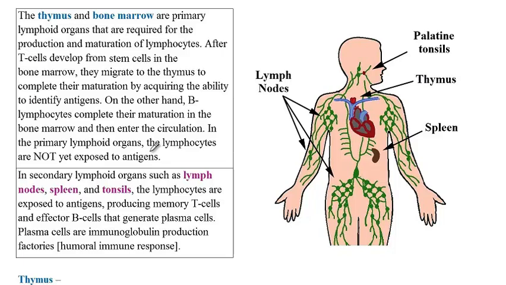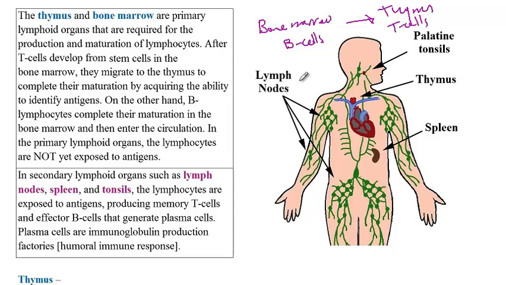So inside the bone marrow, T and B lymphocytes both are formed. B cells stay there until they mature, but T cells move to the thymus. And inside there, T cells will mature.